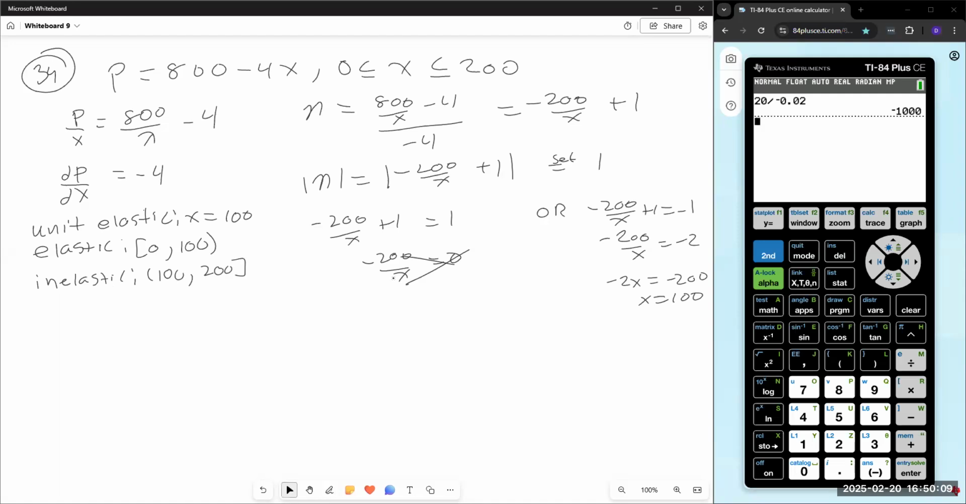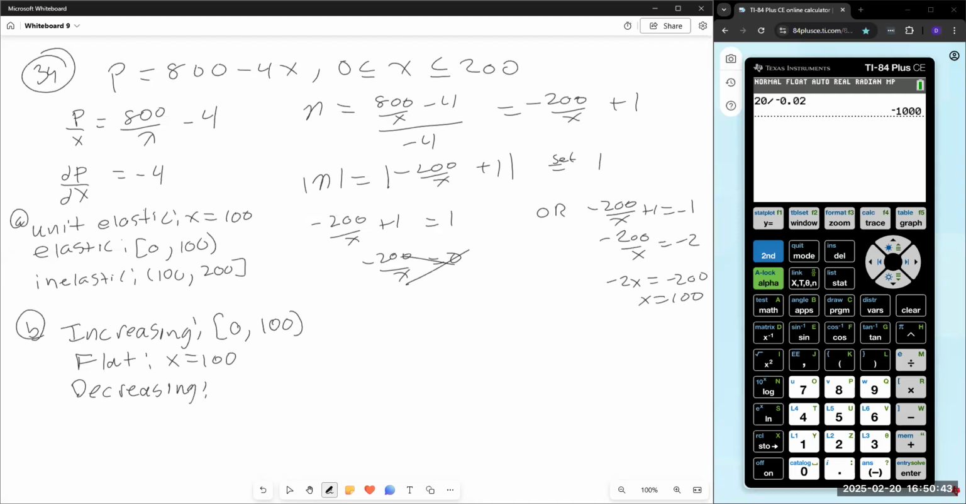So looking at my information from part A here to answer part B, we'll be increasing on the revenue function from 0 to 100, and will be flat at x equals 100. That'll be my maximum revenue, and will be decreasing from 100 to 200, and that gets included.